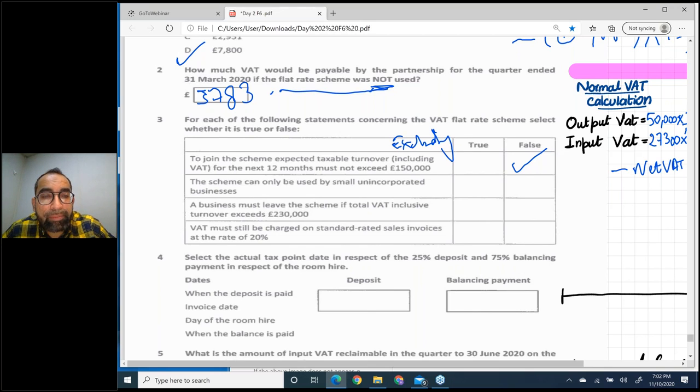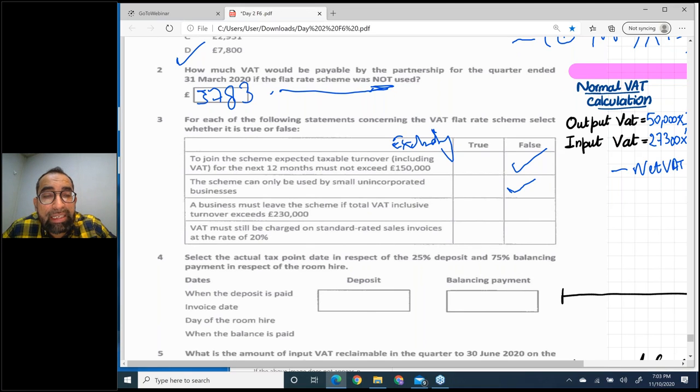Number two, the scheme can only be used by small unincorporated businesses. No, this may apply to unincorporated businesses as well as incorporated companies. So this is again a big false. These two are false.